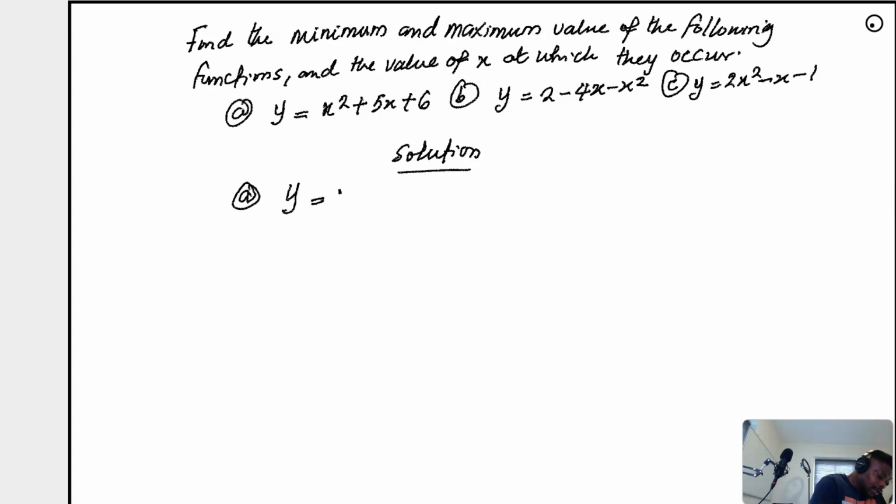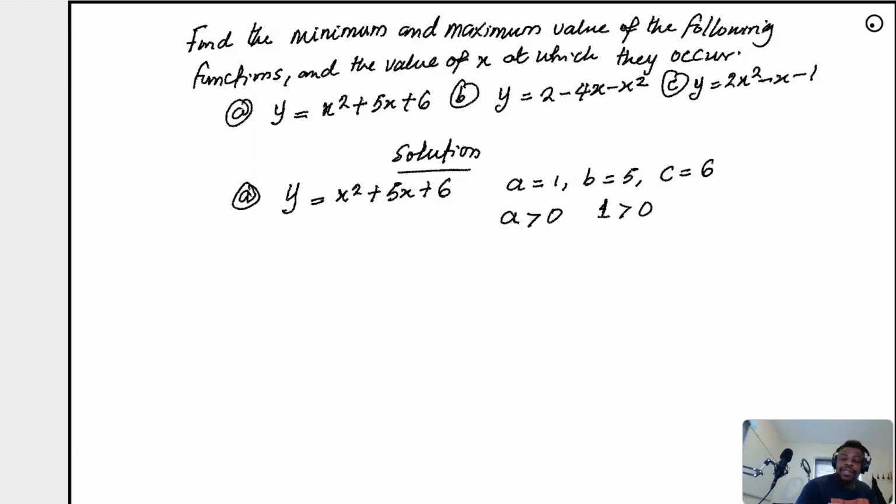y is equal to x squared plus 5x plus 6. What is our a? 1. What is our b? 5. And what is our c? 6. Here we can see that a is greater than 0 because a is 1 and is greater than 0.